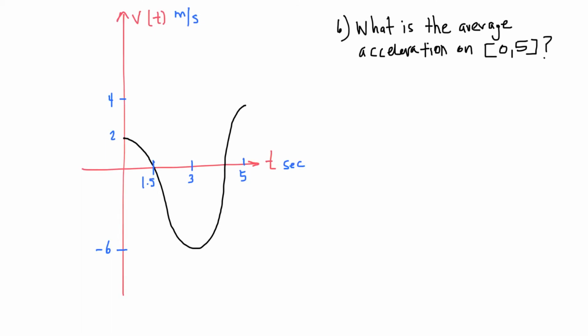Okay, now we have a different graph and a couple more questions coming up. Let's make sure that we agree on the points. We have the points (0, 2), (1.5, 0), (3, -6), and (5, 4). Okay, let's go with those. The question: what is the average acceleration on 0 to 5?